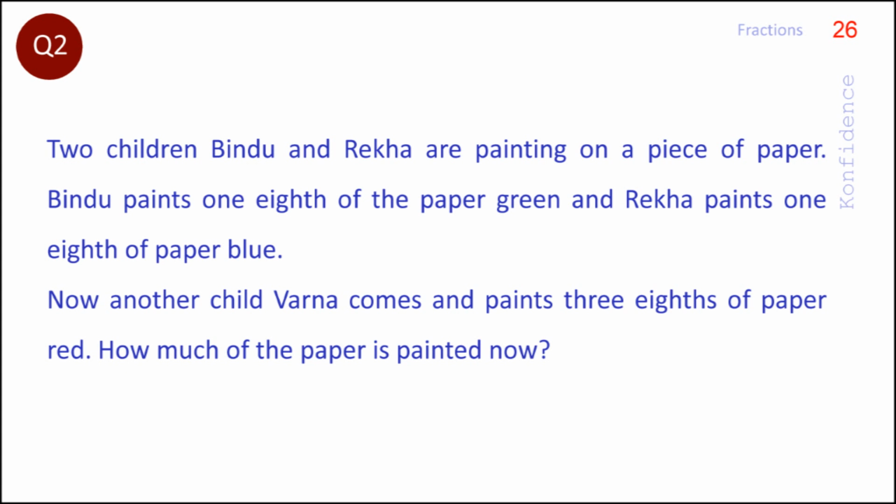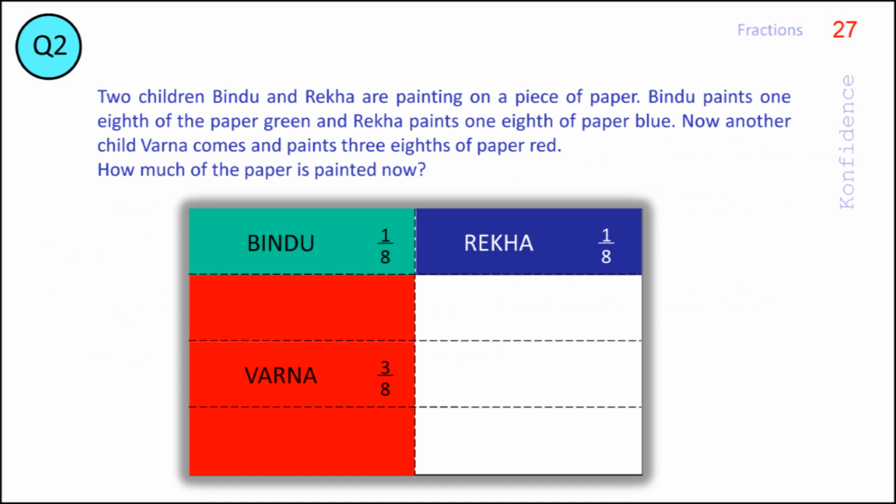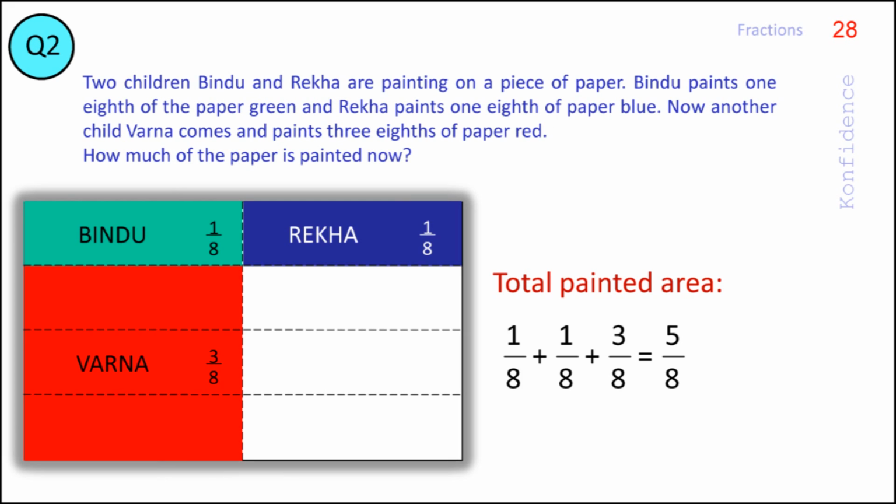In question Q2, another kid Varna comes and paints 3/8 of this paper red. We need to find the portion of the paper that is painted now. On observation, we can see that the painted area is 1 by 8 by Bindu, 1 by 8 by Rekha, and 3 by 8 by Varna. On visual observation on the slide itself, we can say that 1 by 8 plus 1 by 8 plus 3 by 8 will be 5 by 8. So the portion of the paper that is painted is 5/8.